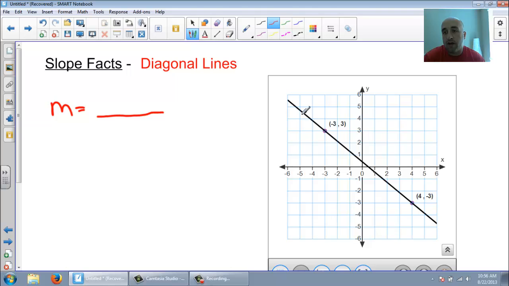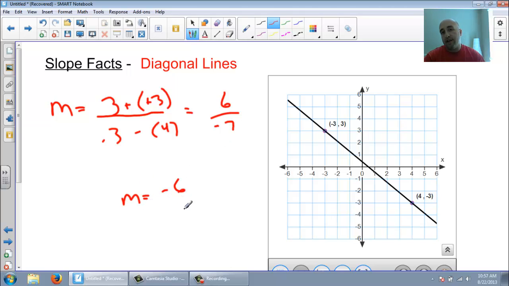First, we have to subtract our y's. So we have 3 and a negative 3. So 3 minus a negative 3. And let's do our x's, negative 3 and 4. So negative 3 minus 4. And let's figure out what this is. Minus and minus is plus. 3 plus 3 is 6. Negative 3 minus 4 more is negative 7. So the slope is negative 6 sevenths. We're going to come back and talk about this after the next example.